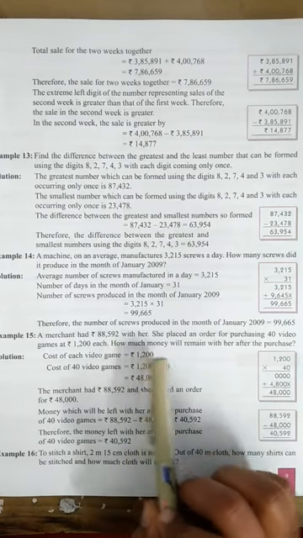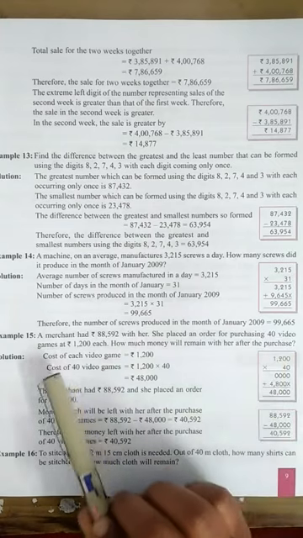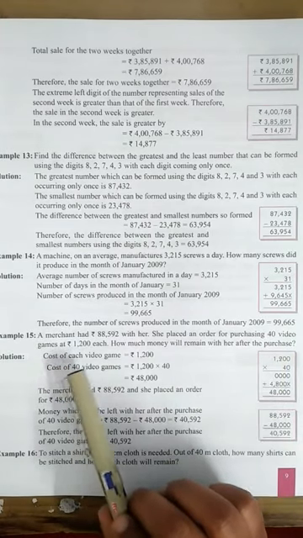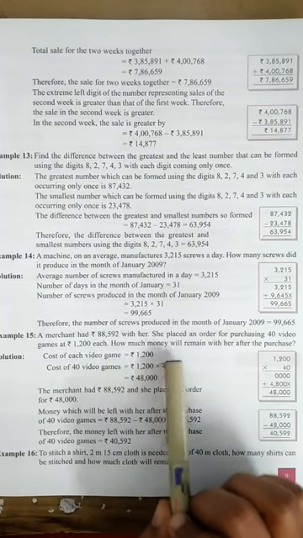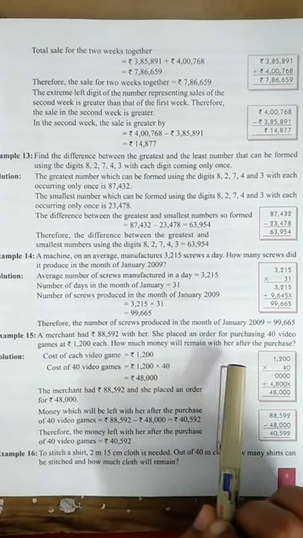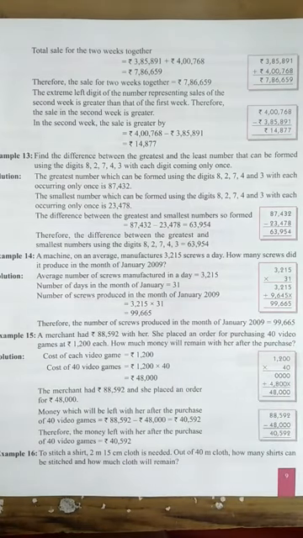Next is, a merchant had 88,592 with her. She placed an order for purchasing 40 video games at rupees 1200 each. How much money will remain with her after the purchase? Now, what is given is that a merchant had 88,592 money.